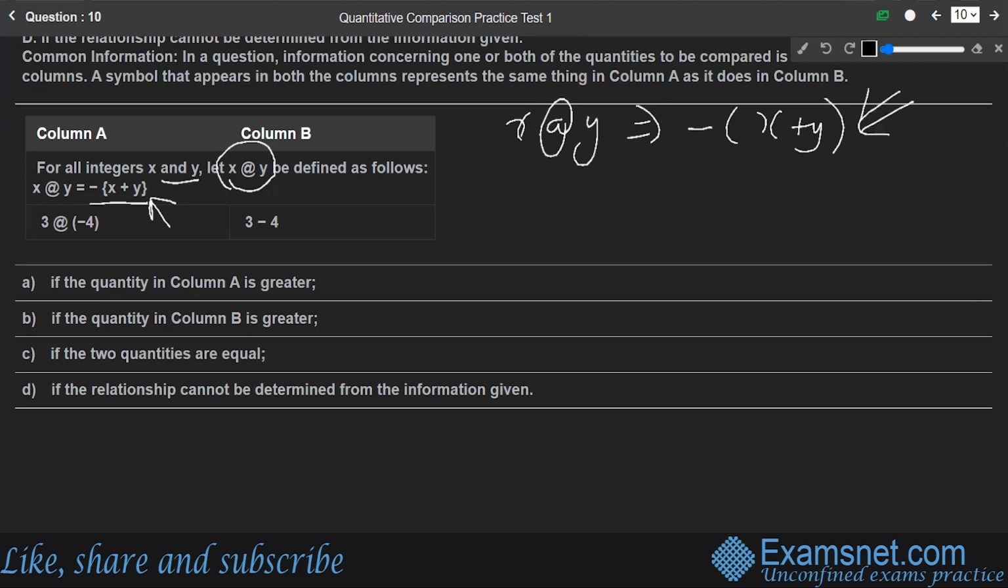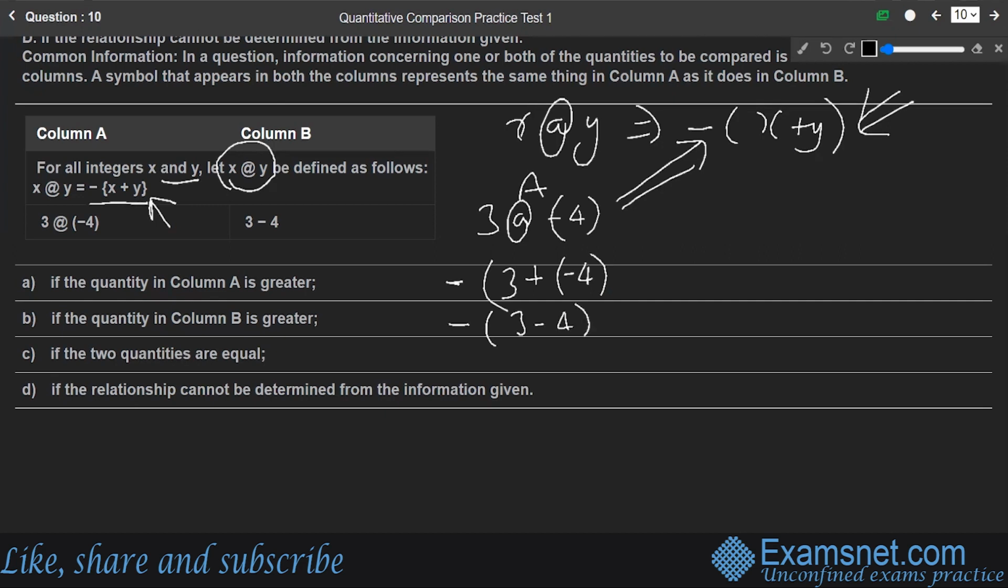So let us see the option. So column A has got a value of 3 at the rate minus 4. Okay, so if 3 at the rate minus 4 is to be expressed by this method, then this becomes minus outside, value of x is 3 plus value of y, that is minus 4. So this is how it is taken. Now let us solve this. This becomes minus outside 3 minus 4. 3 minus 4 is minus 1. So minus of minus 1 becomes positive 1. So column A's final value is positive 1.